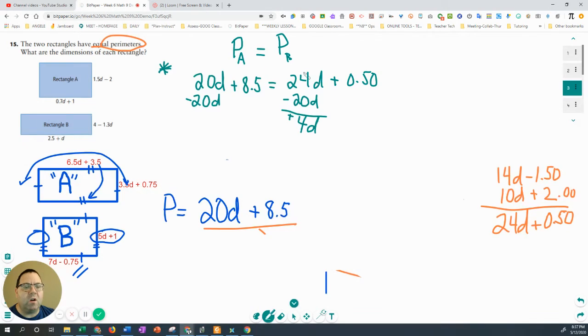How do I decide what side the variable should go? I usually try to guess in advance, and I'm pretty good at it now, where am I going to end up with a positive coefficient? I just like it that way. You don't have to do it that way. The point is you have to get the variables on one side.